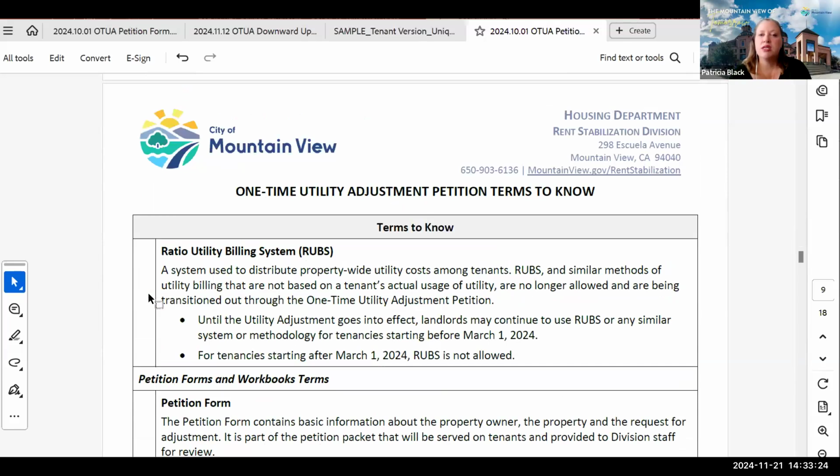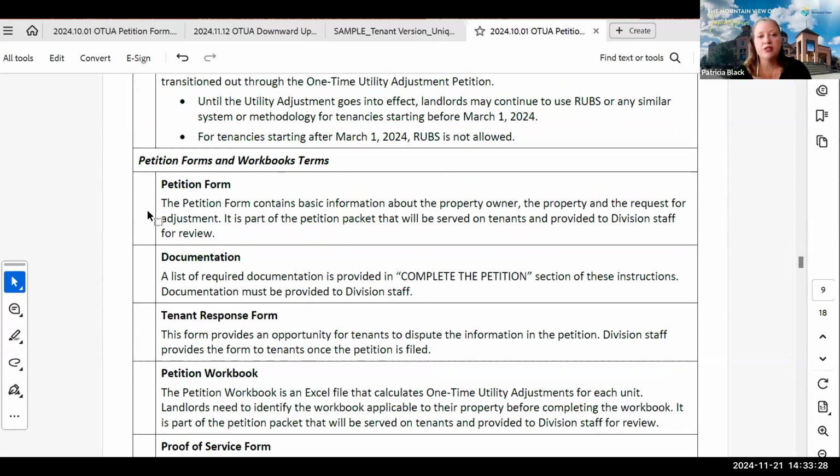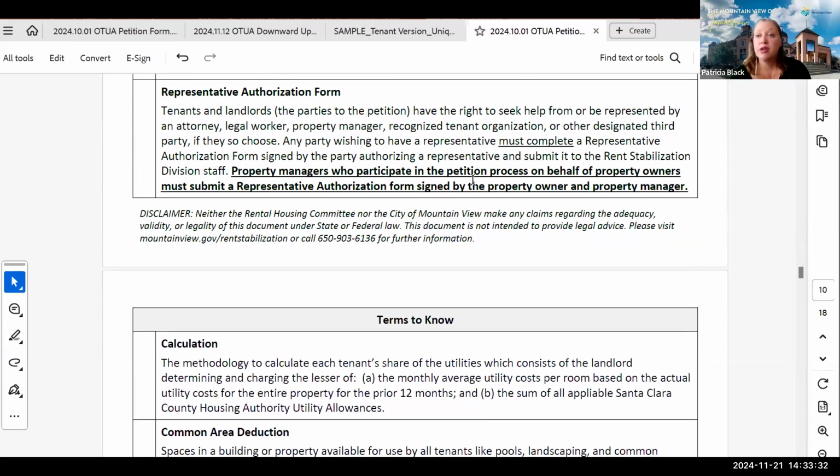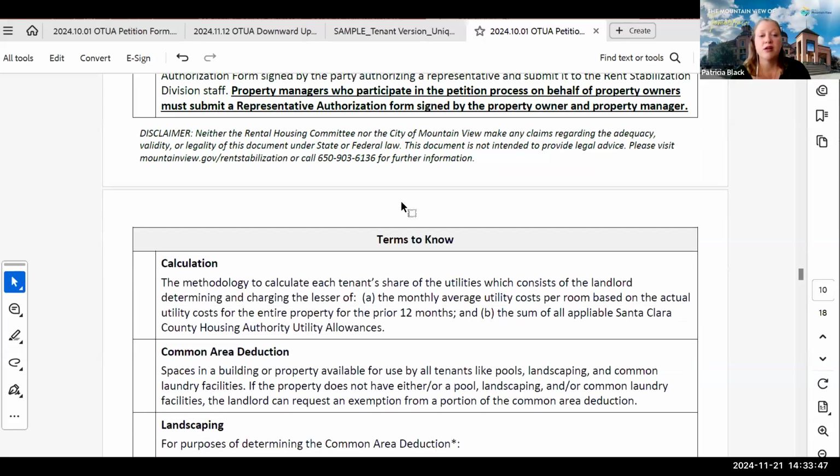Here are the terms to know for your petition. So this is a good thing to familiarize yourself with. I want to call this out specifically. If you are a property manager, if you are not the owner of the property and you are planning to complete this petition on behalf of your property owner, you are going to need to complete a representative authorization form. This is available from us and it is on the website.